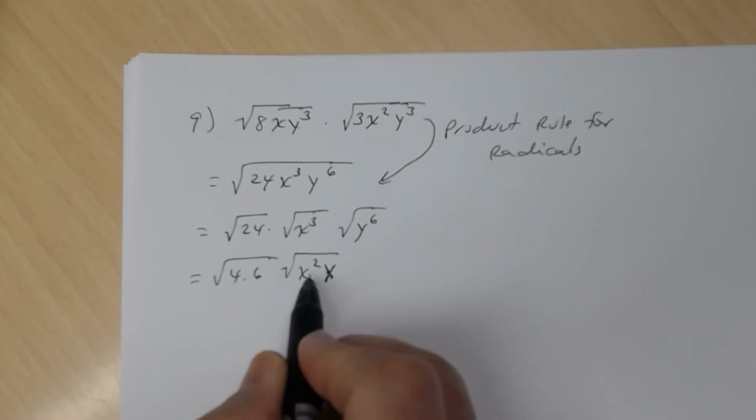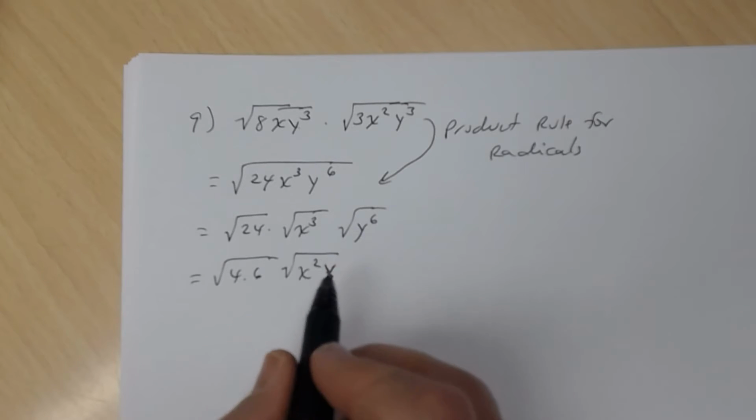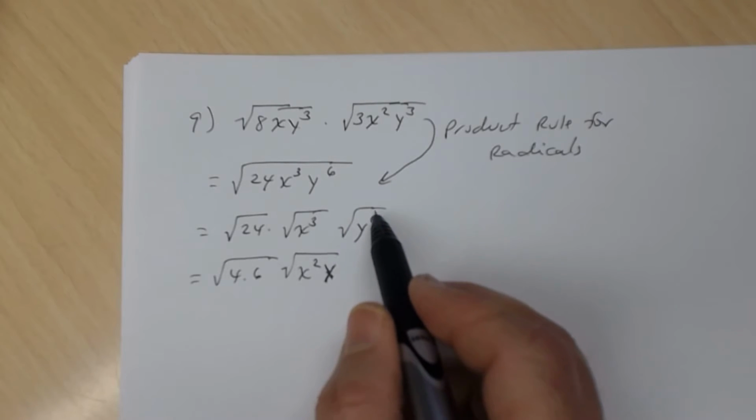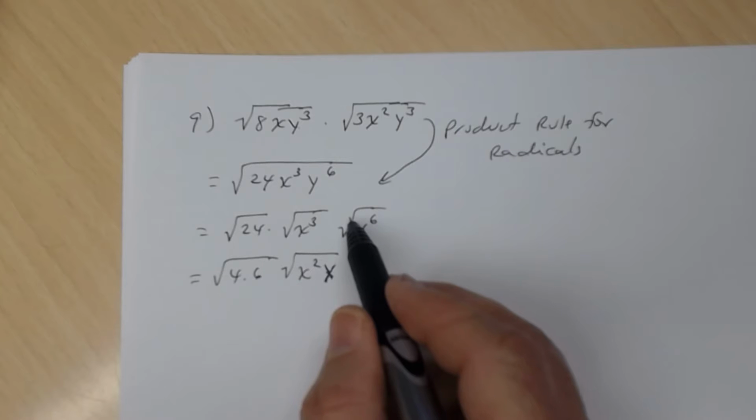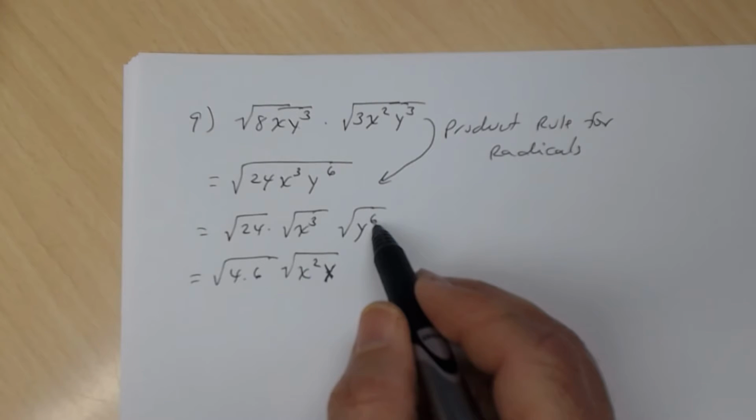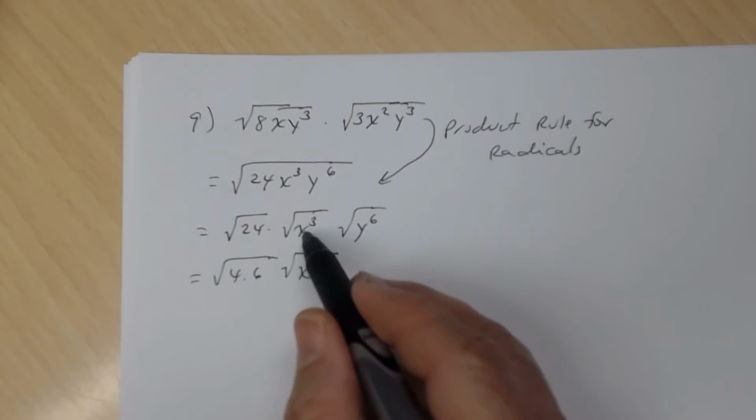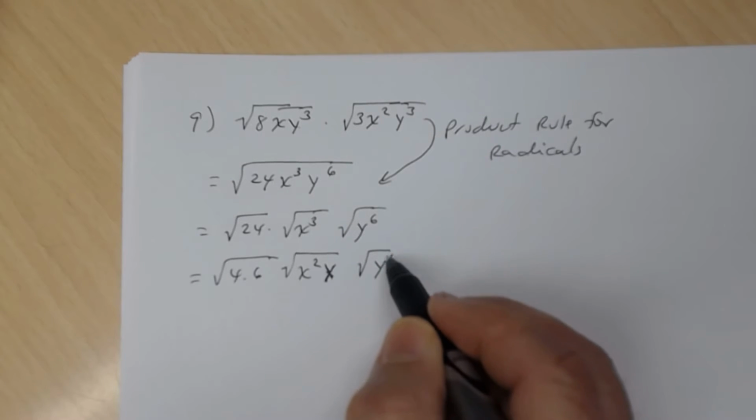X squared times x, because remember, you multiply like bases, you add exponents. 2 plus 1 is 3. Over here, I can simplify the square root of x to the 6 because my exponent is bigger than or equal to 2. But this is an easy one because my exponent's already even. So I don't have to write it like I did x cubed. I'm going to just leave it as the square root of y to the 6.